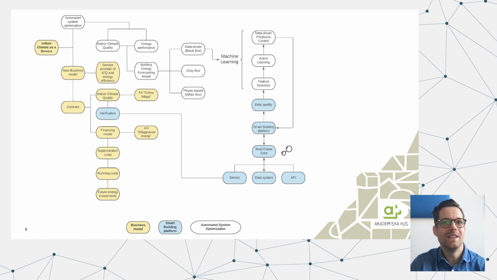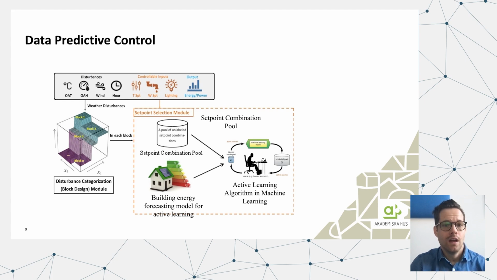The objective of the DPC is to minimize the building energy consumption during the forecasting horizon while maintaining a defined indoor climate quality. The goal of this DPC framework in this project is to maintain a zone temperature between 21 and 26 degrees C during occupied hours and 19 to 26 degrees C during unoccupied time, while minimizing the heating energy consumption. There is of course also another energy model for the cooling season.